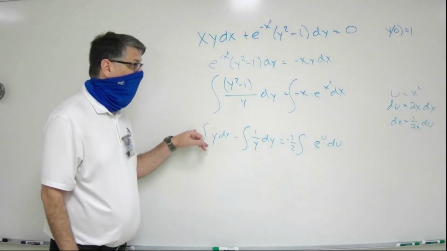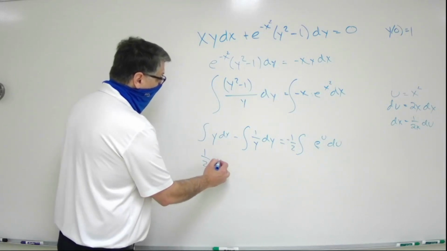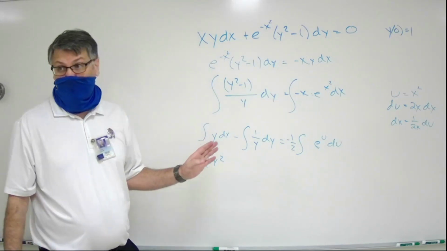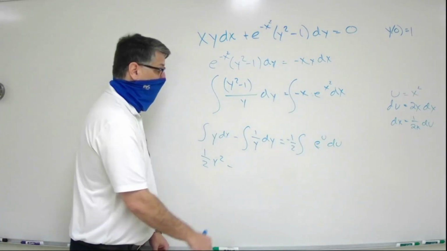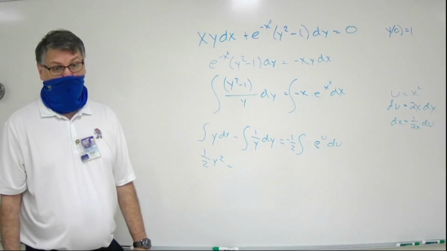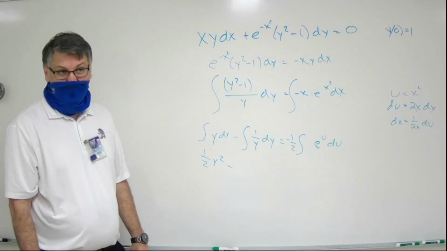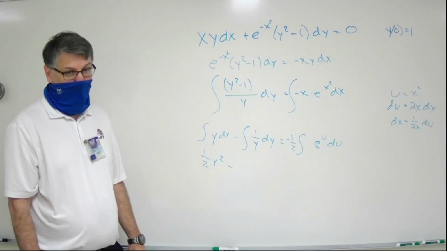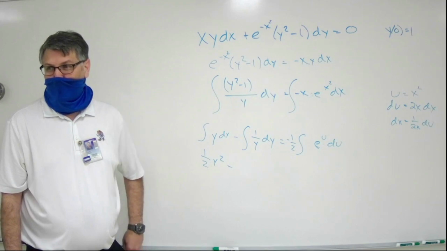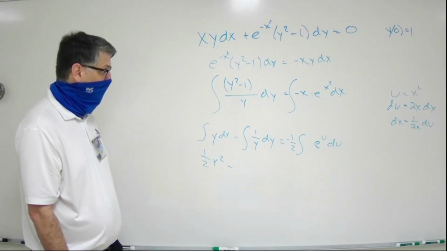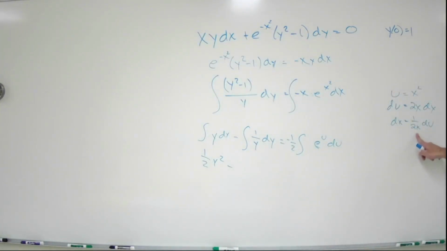What's the integral for this? 1/2 y squared. Now technically plus c, but we're going to add it to this side. It doesn't matter. Minus, what's the integral of this? Oh, that's easy. Well, one second, I'm working on it. So the negative came out, and then I want to cancel when I put in my du, because I have an x on the bottom.